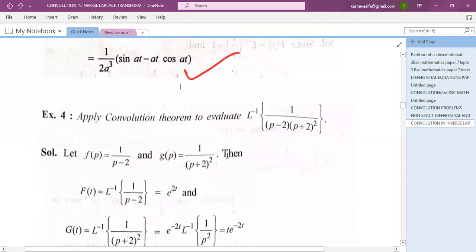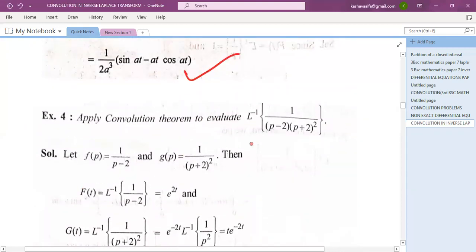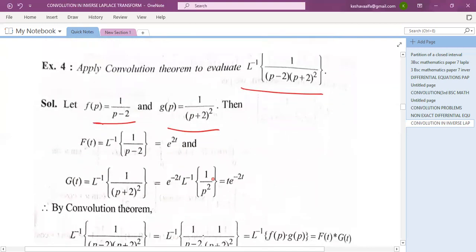Next, apply the convolution theorem to evaluate L inverse of 1 by (p minus 2) into (p plus 2) whole square. So let f of p be 1 by p minus 2, g of p be 1 by (p plus 2) whole square. L inverse of 1 by p minus 2 is e power 2t. L inverse of 1 by (p plus 2) whole square, applying the first shifting theorem, is e power minus 2t L inverse of 1 by p square, and L inverse of 1 by p square is t. So t e power minus 2t.